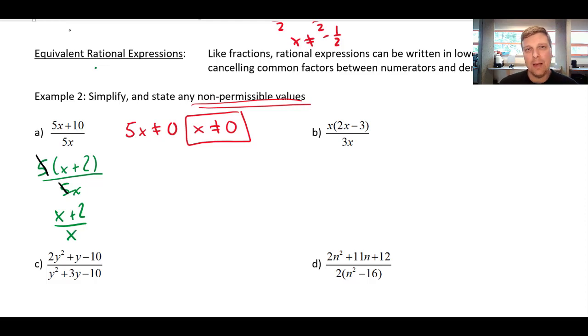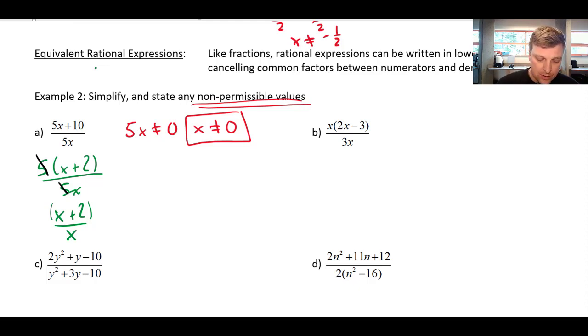It would be really tempting, it really looks like maybe we can divide that x by that x. But remember, this is x plus 2. So there would have to be a factor of x on the entire numerator in order to be able to cancel it with the x on the bottom. So even though it doesn't look like it, that's as simple as that's going to get.